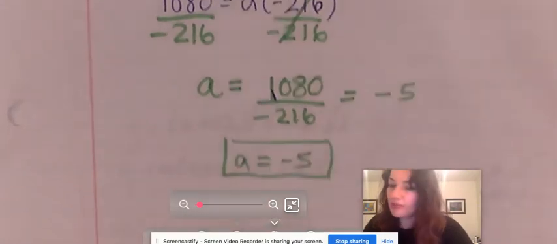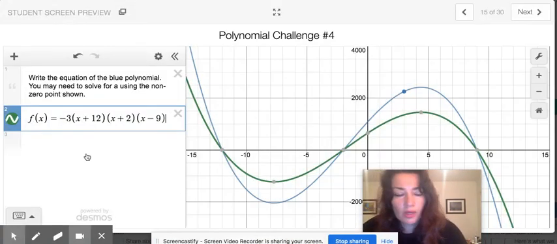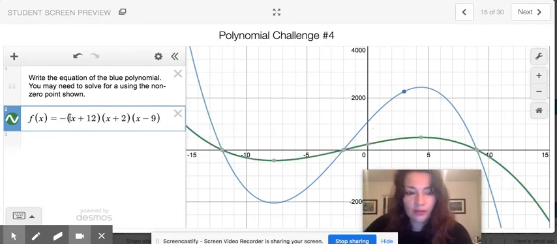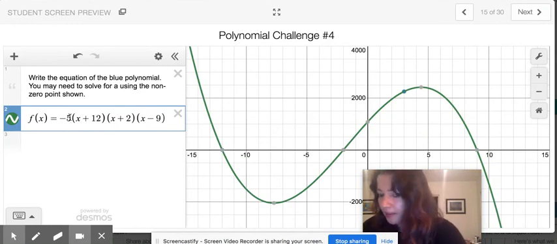So let's see if we plugged in A as negative 5 to our graph, if that would overlap. So I'm going to change this negative 3 here. We just calculated the A value and put a negative 5 instead, and it looks like that is the correct A value. So I'm going to stop here and continue with the next video for slides 16 through 20.